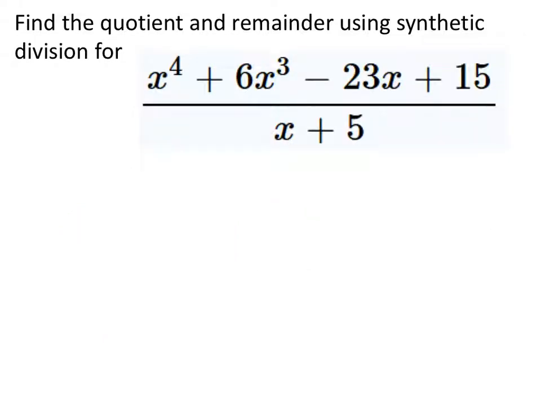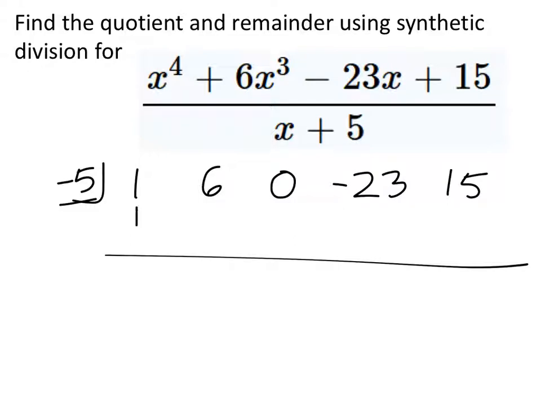More synthetic division. You guys tell me what goes in the box. -5. Very good. -5. Then we got coefficients of 1, 6. There is no x squared. Yeah, so we got to put a 0 there. Negative 23 and 15.